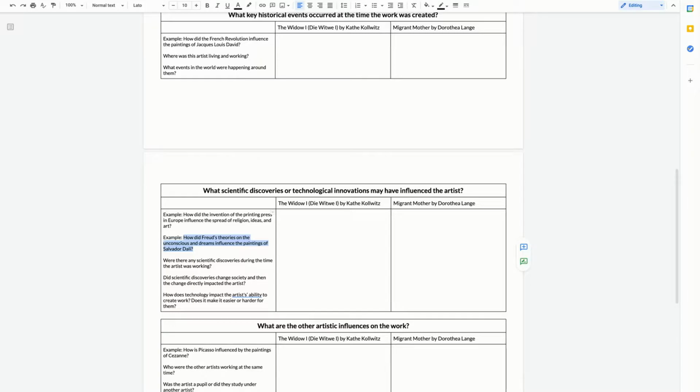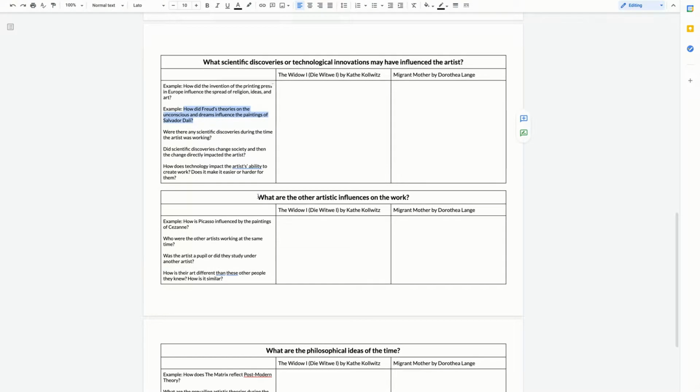So it doesn't necessarily have to be a physical, technological innovation. It may be, but it may not be. It could be something more like this scientific theory. And we could also think about this as a broader culture. Was there something that happened in the world that was scientific that impacted these two artists?